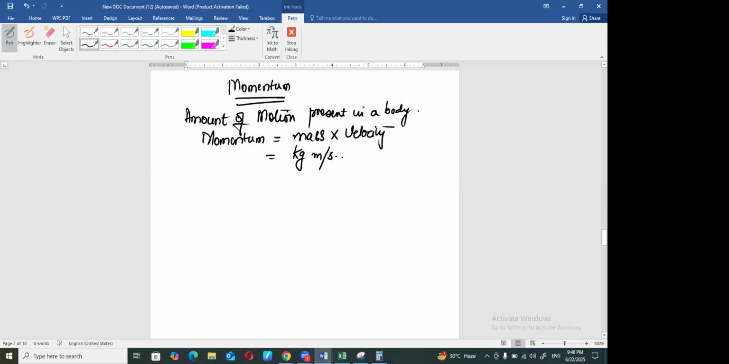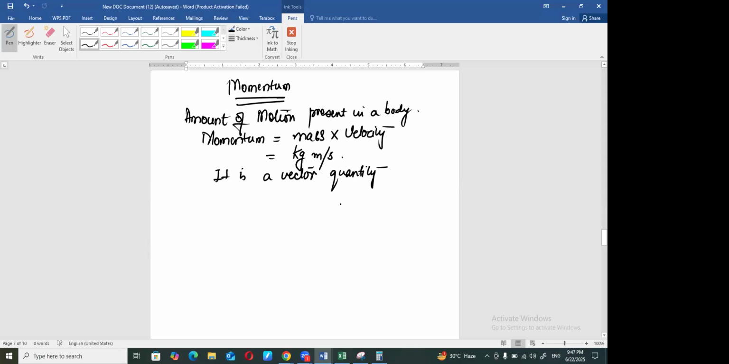So if somebody asks you what momentum is, you have to tell them that momentum is a product of mass and velocity. It is a vector quantity having a direction, right? Because velocity has a direction, momentum has a direction as well. Actually, it's the amount of motion present in a body, but mathematically, momentum means product of mass and velocity. The unit is kilogram meter per second, and it is a vector quantity. It has a direction as well.